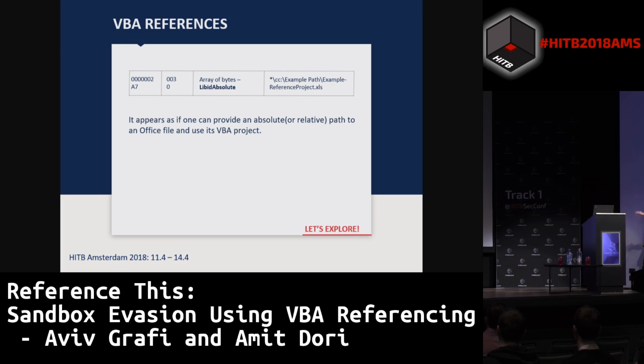And apparently, it doesn't matter if it's a relative or an absolute path, if it's a local path or a remote path. As long as it's available, Office will fetch it. Once the VBA engine loads, it will fetch it, and it will include it in your code. And then you can use it as your own. We thought that this was quite interesting, and we decided to explore a little bit.